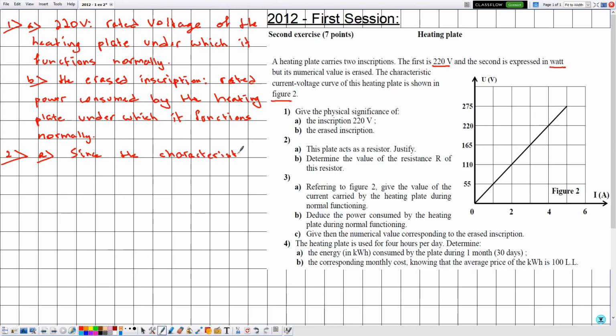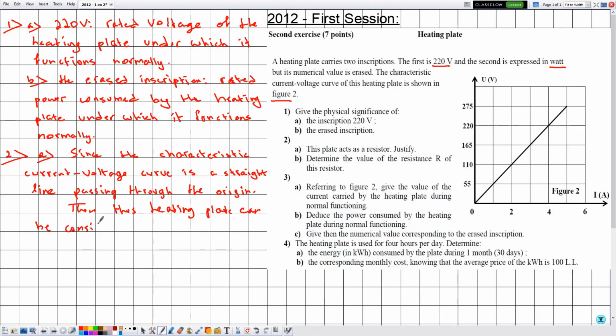the characteristic current voltage curve is a straight line passing through the origin, then this heating plate can be considered a resistor.